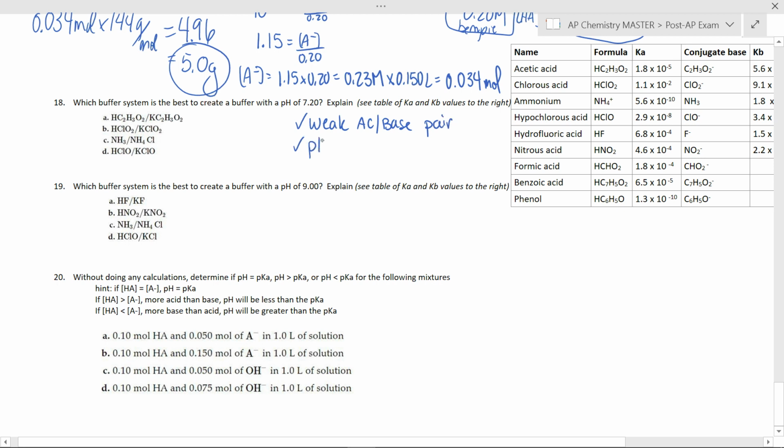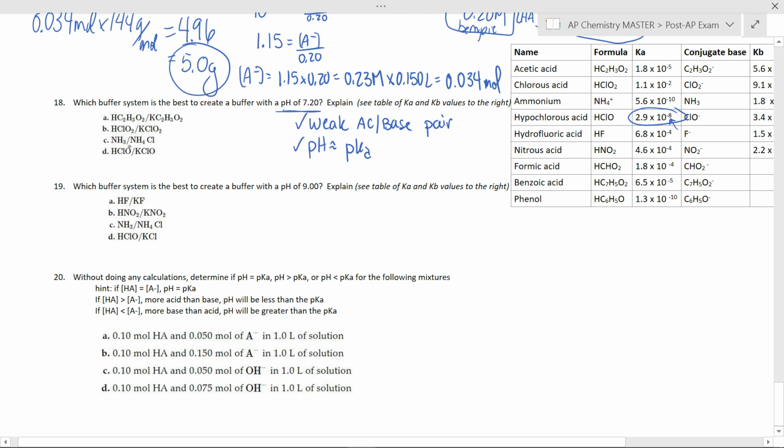And the pH that we want should be close to the pKa of your acid. So let's see, which ones have a pKa close to 7? Well, it looks like this one will, and I think that's about it. So HClO is a weak acid that has a pKa close to 7, because I can tell just from looking at its exponent is 8, so that's close to 7.